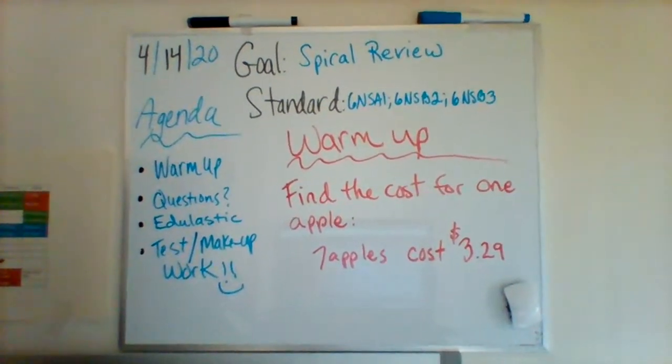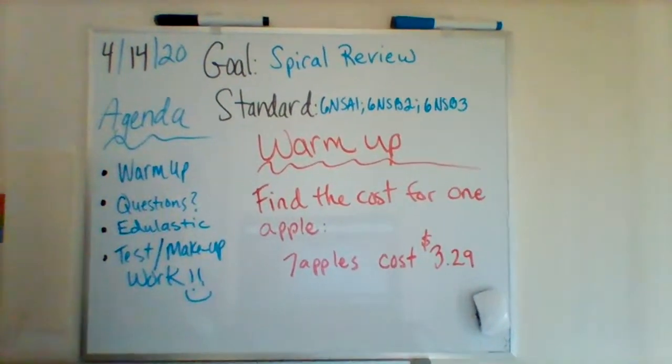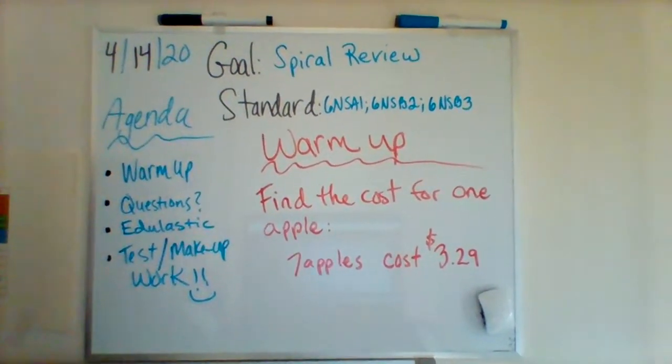Okay, we'll get started. All right, so we have to find the cost for one apple if 7 apples cost $3.29.